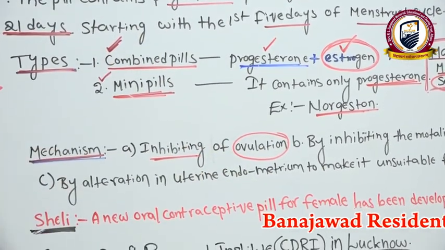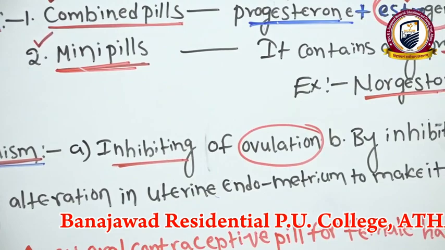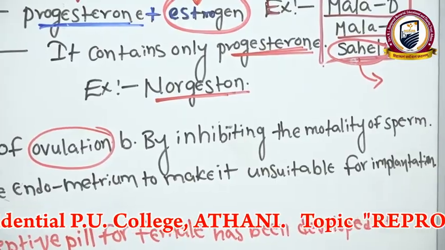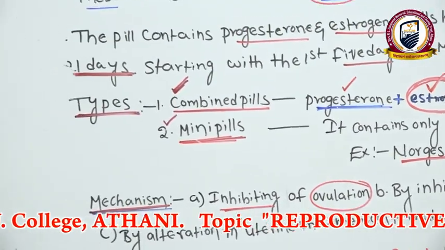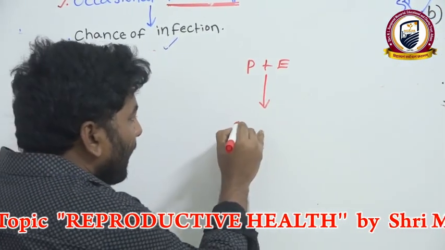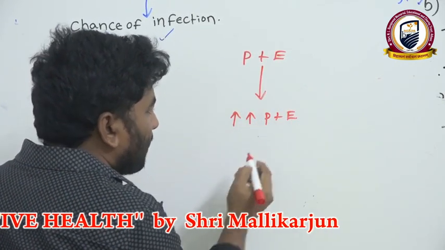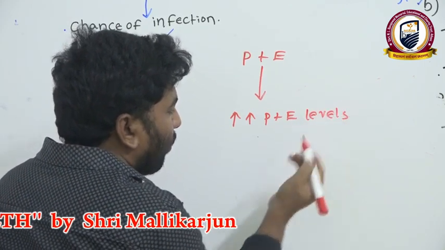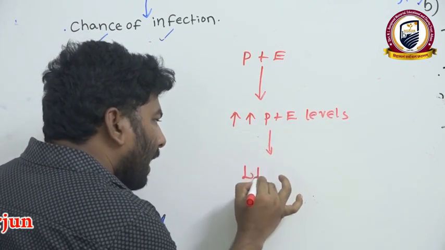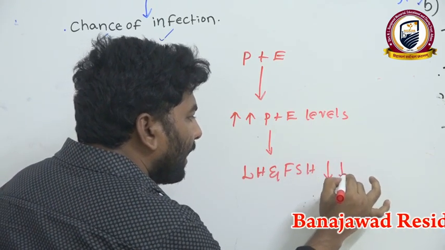How are these pills going to inhibit ovulation? For example, if you take progesterone plus estrogen hormones into our body in the form of tablets, that increases the progesterone and estrogen levels in the body. That's what gives it the ability to inhibit the LH and FSH hormones, which are going to decrease.